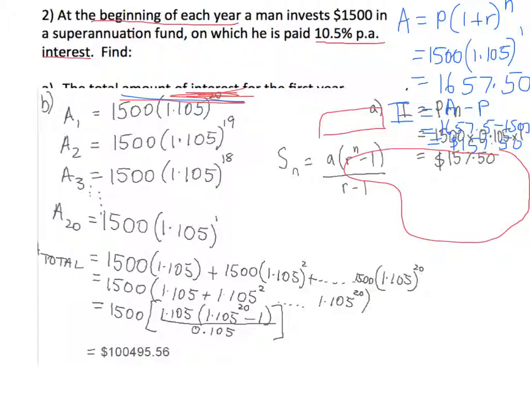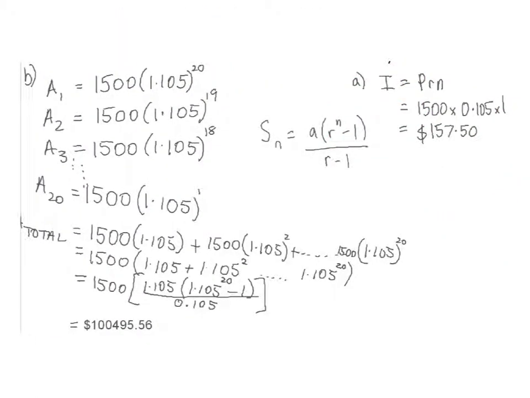So substituting into our sum of a GP formula, we have this, and then we just put all of that in our calculator, and that'll give us the total amount of his annuity at the end of 20 years if he's putting in $1,500 at the beginning of every year. So $100,495.56. $1,500 every year. So when are you going to start an annuity for yourself?